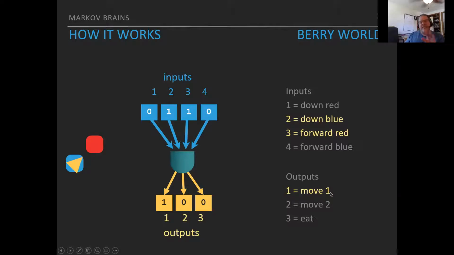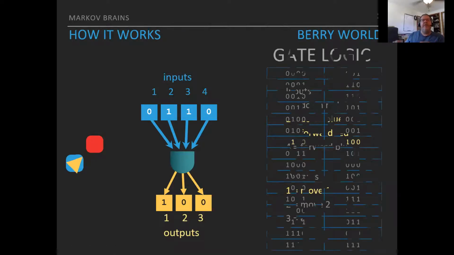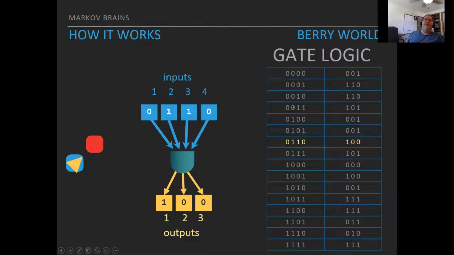So I'm going to replace this stuff on the right with a logic table. This logic table shows all the possible 4 value inputs that can come into this gate with the associated outputs. And we see that currently the input is 0, 1, 1, 0. So the output's going to be 1, 0, 0. So it's going to turn left.